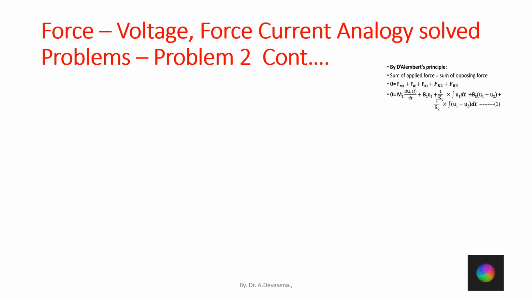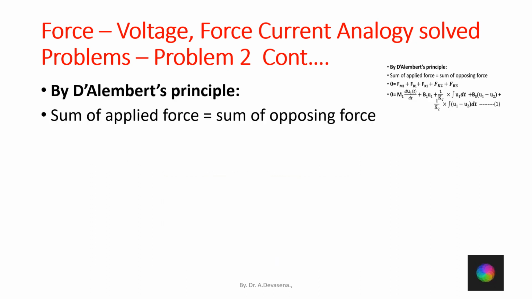By D'Alembert's principle, the sum of applied forces is equal to the sum of opposing forces. For the mass M1, we do not have any applied force, so its value is 0. And the opposing forces for the mass M1 are f_M1, f_B1, f_K1, f_K2 and f_B3.